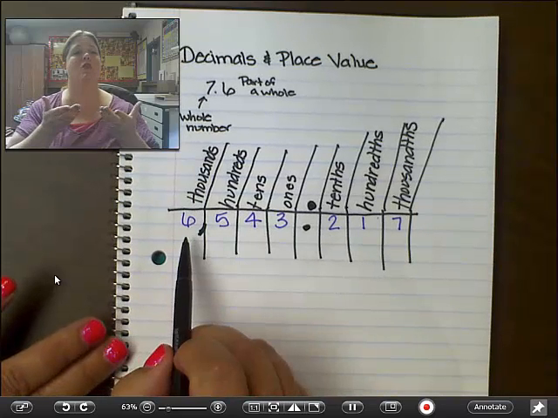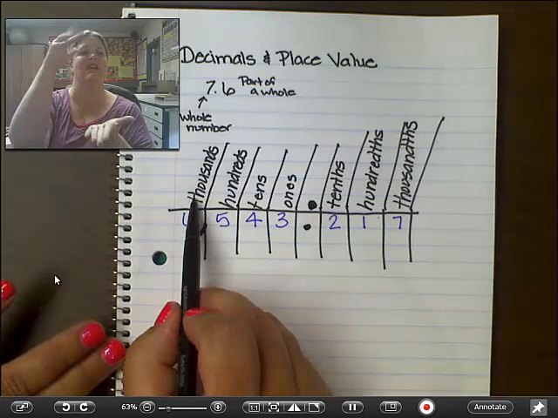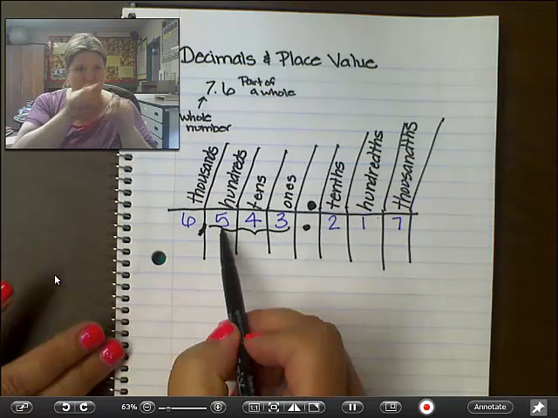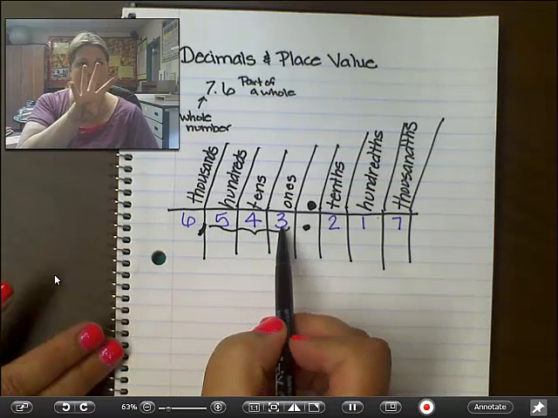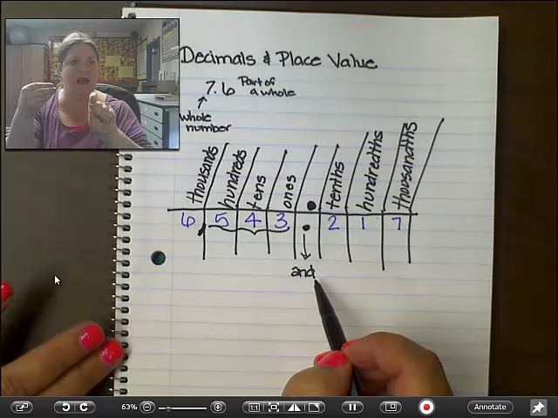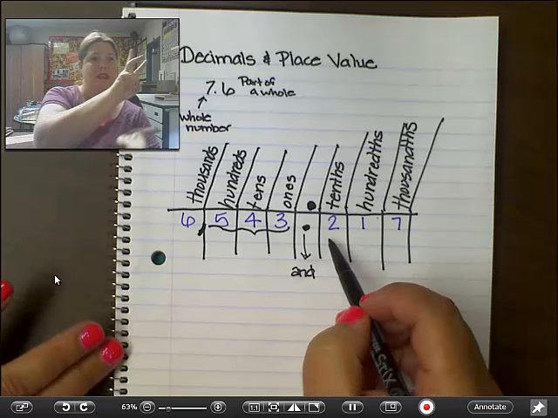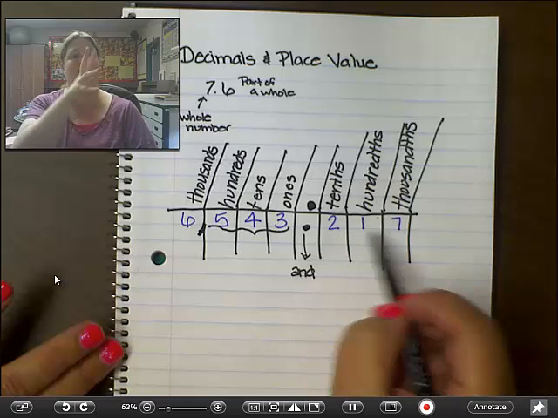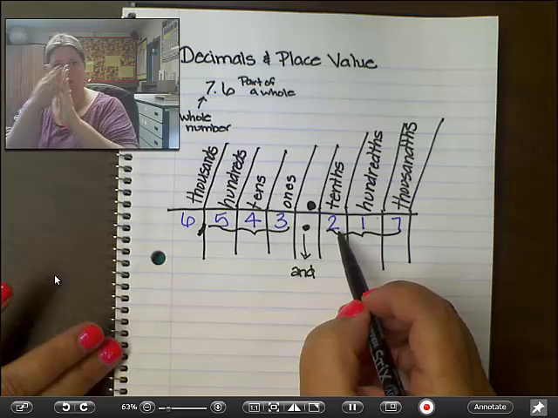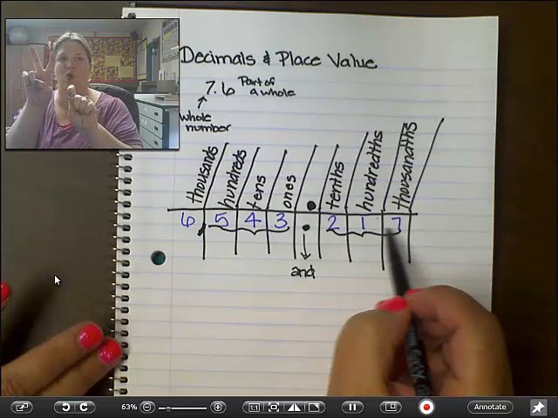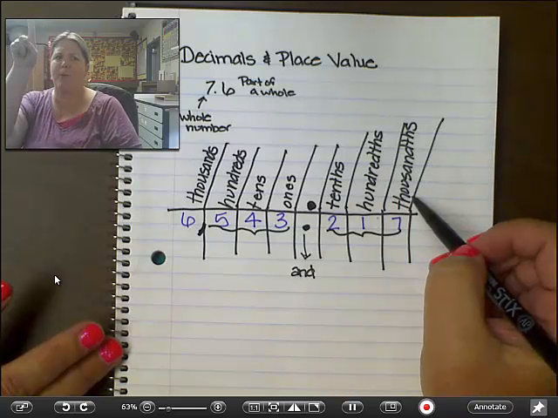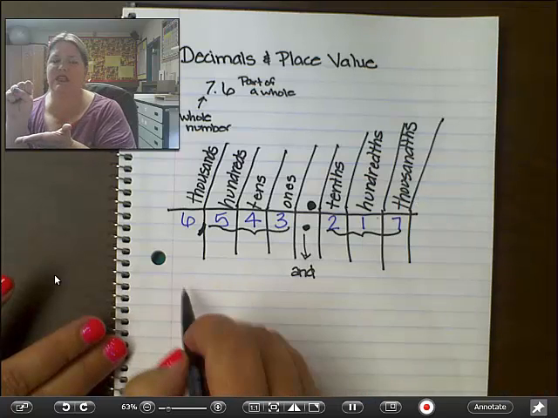So the way we would say this number is 6,000. Then we group these three numbers together. 543. The decimal, we always say the word and. Now's the tricky part. You look over here, you have 3 numbers. Put them all together. You have 217, and where did it stop? In the thousandths place.